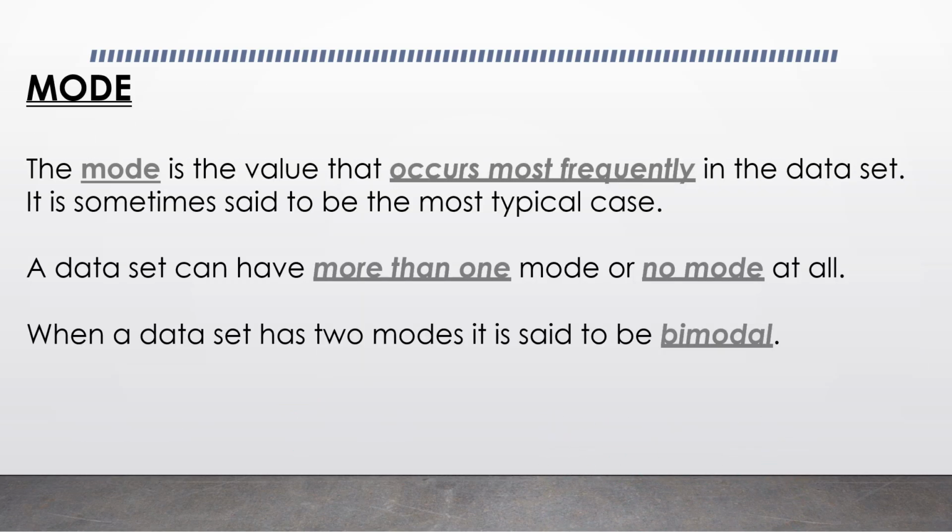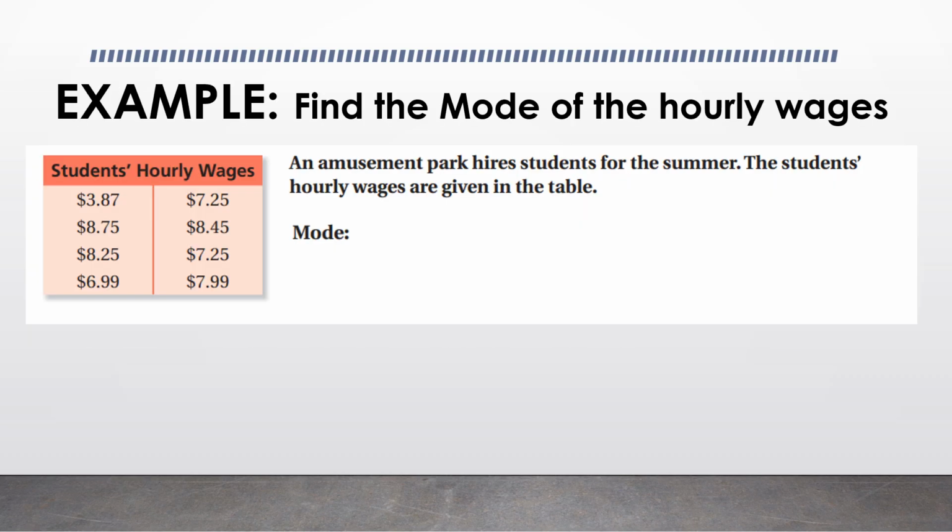Next up is mode. The mode is a value that occurs most frequently in the data set. It is sometimes said to be the most typical case. A data set can have more than one mode or no mode at all. When a data set has 2 modes, it's said to be bimodal.